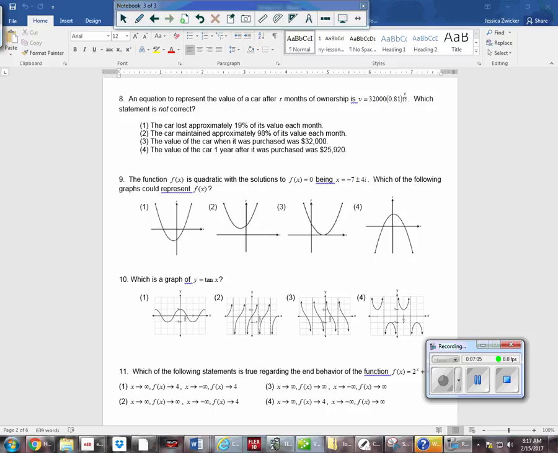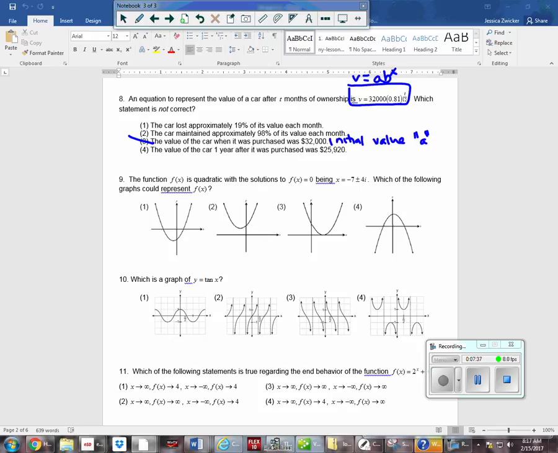All right, number 8 was also frequently missed. If you look at 8, it says which choice is not correct based on this equation about the ownership of a car. I would hope that you could cross off choice 3. Choice 3 is referring to the initial value, and the initial value of anything with an exponential function is a. In terms of this equation, a is right here, 32,000.